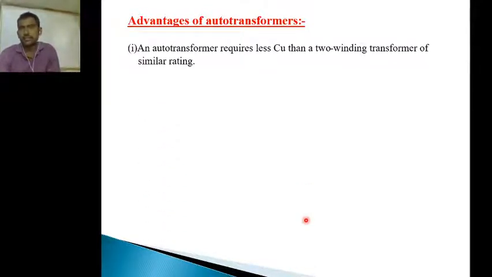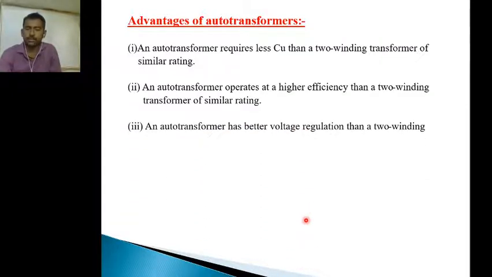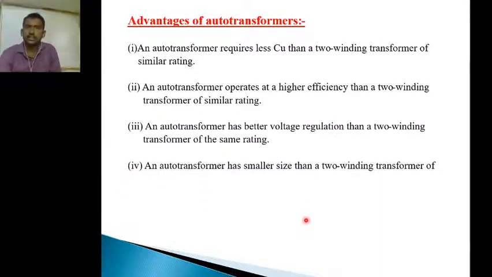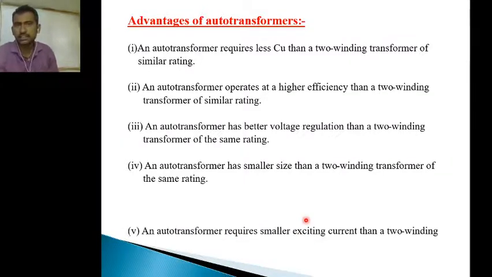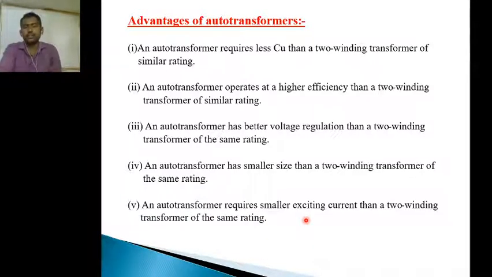The next one is that the auto transformer operates at higher efficiency than a two-winding transformer of similar rating. Next, the auto transformer has better regulation than a two-winding transformer of the same rating. So it has high efficiency, better regulation and smaller size compared with the two-winding transformer. So the cost is also less, and the auto transformer requires a smaller exciting current than the two-winding transformer of the same rating.